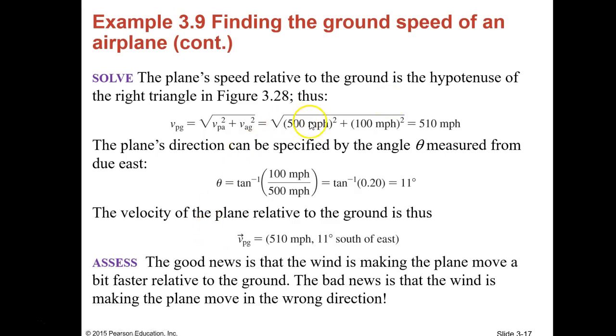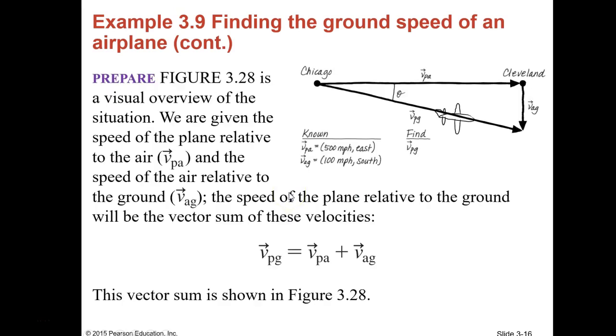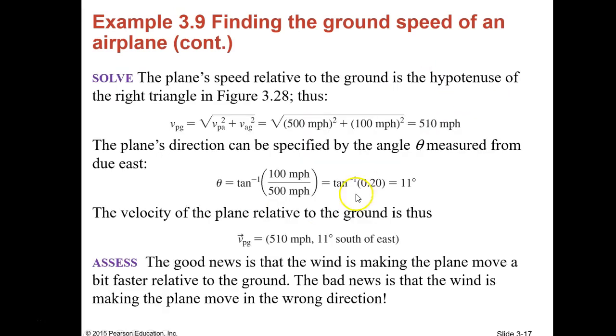So the initial speed, 500 squared plus 100 squared. The initial airplane speed is 500 miles per hour. The wind was 100 miles an hour. So your angled speed is about 510 miles per hour. But we also want to figure out the angle that it moves. We know the two sides of the triangle, so we can use the tangent. Tangent of this angle is opposite over adjacent, so 100 divided by 500. Inverse tangent of that gets you 11 degrees.